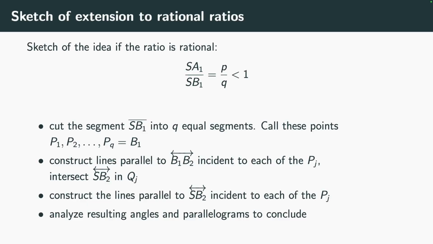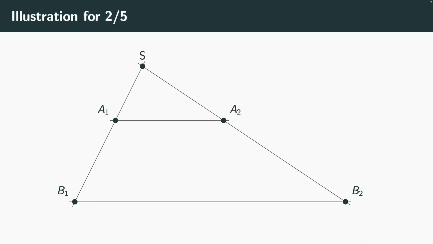And this is maybe a little bit hard to understand from this text, so let's look at a picture. So here I'm assuming P over Q is 2 over 5, right? Just to give a nice concrete example. So this is my configuration at the beginning of the problem. I have on the left here S, A1, B1, and I'm assuming that the ratio SA1 over SB1 is 2 over 5. And so A1 is 2/5 of the way between S and B1. And I have these two horizontal lines that are parallel to each other. Right, those are my givens.